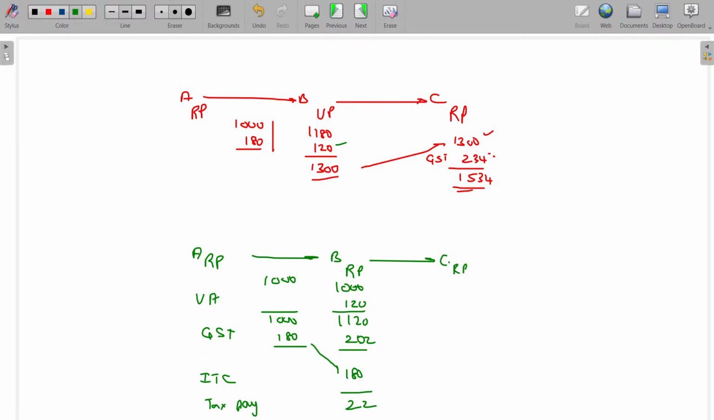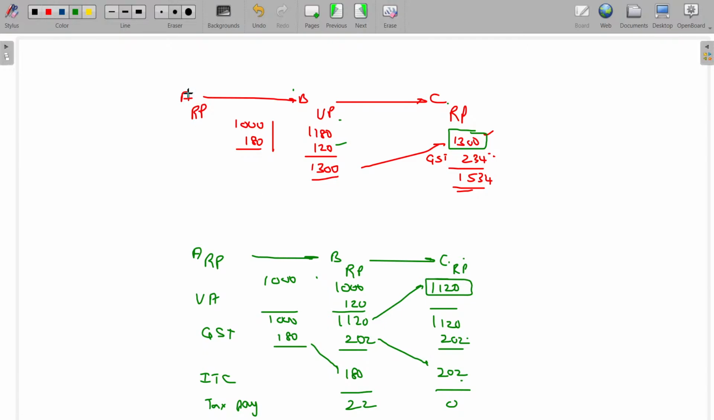And for C, how much does he have to pay? 1120 for this, and the 202 he gets as ITC. Assume the value addition is 0. What about the GST payable on this? 202 minus 202 is 0. So now, if B is an unregistered person, C has to pay 1300 for the product, and if B is a registered person, C will pay only 1120.